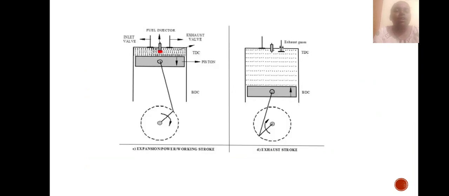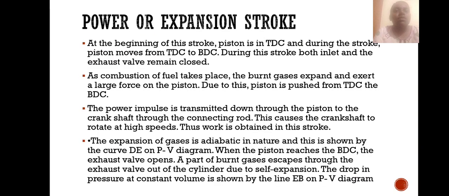This is the representation for the expansion and exhaust strokes. Now the power or expansion stroke. At the beginning of the stroke, the piston will be at TDC, and during this stroke, the piston moves from TDC to BDC. During this stroke, both the inlet and exhaust valves will remain closed. As the combustion of the fuel takes place, the burned gases expand and exert a large force on the piston. Due to this, the piston is pushed from TDC to BDC.